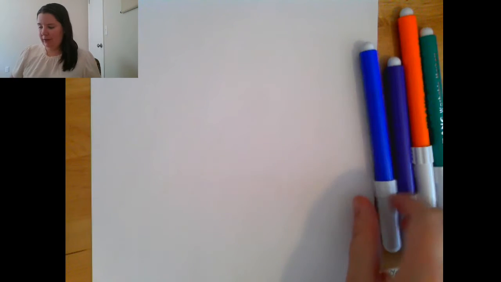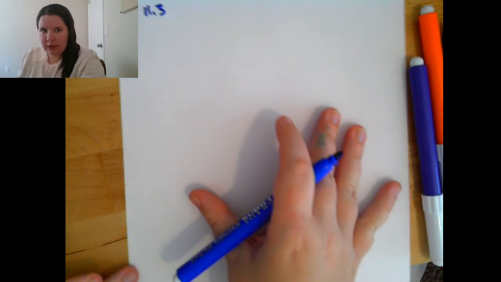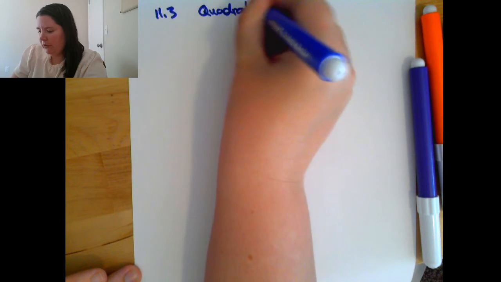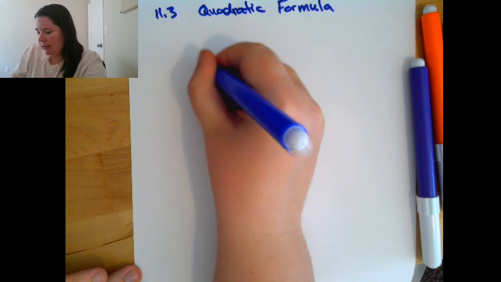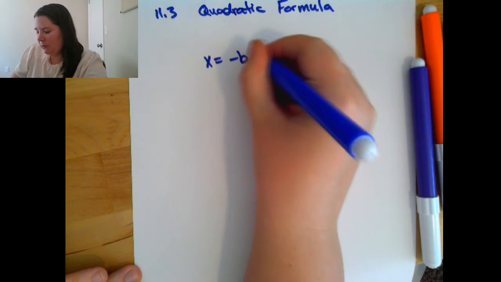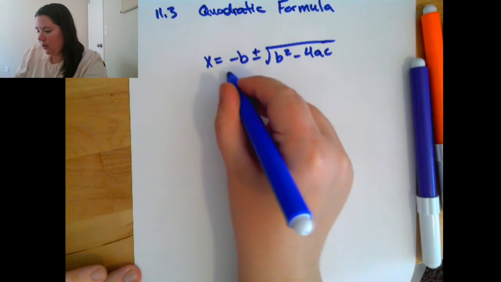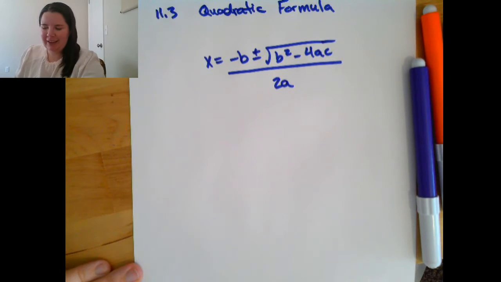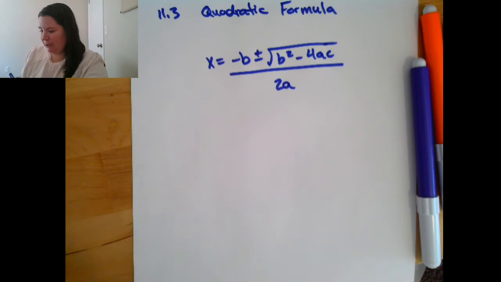All right, ready for this? 11.3. Line up here. Quadratic formula. Here it is. x equals negative b plus or minus the square root of b squared minus 4ac, all divided by 2a. This is why it might be more useful to try to factor or use a different method if you can avoid the quadratic formula. Sometimes that's the thing to do.